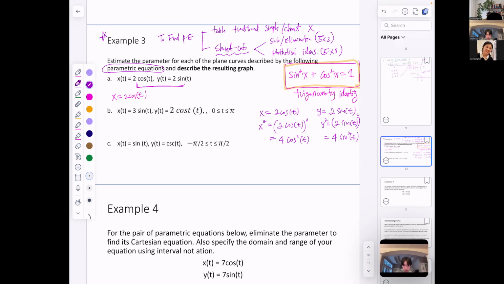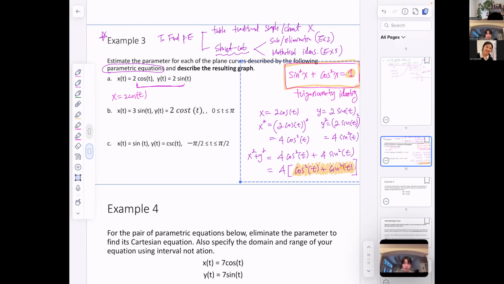Now you're going to add them up, x square plus y square: 4 cosine square t plus 4 sine square t. Combining like terms, 4 times cosine square t plus sine square t. Are you okay? What happened? We just talked about it. This guy is what? Uno. Number 1. So we found out this is going to be 4.